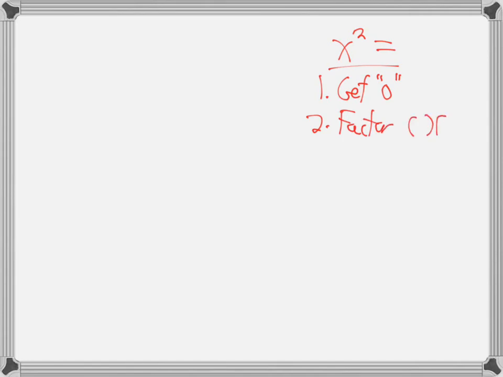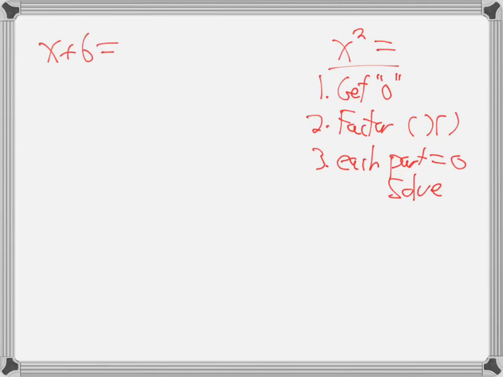So let me write that up. Whenever x squared shows up with an equal sign at any time, first off you get a 0 on one side, factor the other side, and step 3, each part equals 0 and solve. That's always the game plan. Let me copy it over here. X plus 6 equals x squared minus 3. Remember, didn't I write that up a couple weeks ago? We were dealing with a bunch of those.